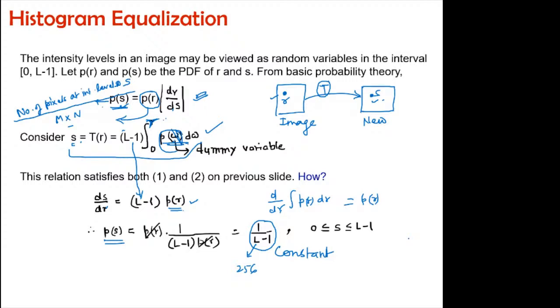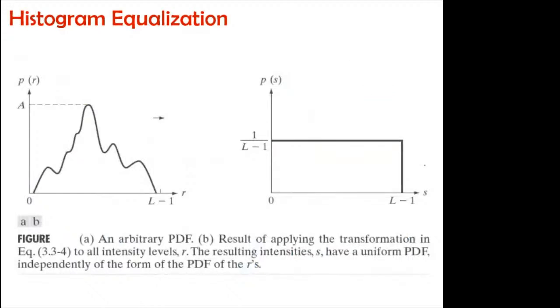So this means that if I plot the probability density function of s versus the intensity value s, that will come out to be a constant. This is a constant. The intensity levels are from 0 to 255. This is 255, and this is the value 1 upon 255. This is the meaning.